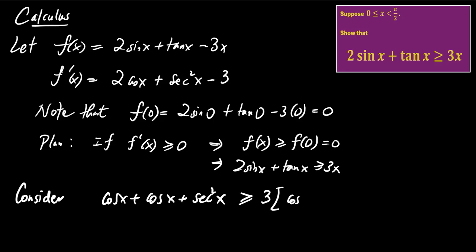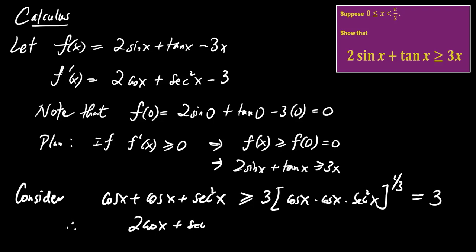times the product of cosine, cosine, and secant squared, to the power of 1 over 3. This is by the AM-GM inequality, and this equals 3. So 2 cosine x plus secant squared x is greater than or equal to 3. And this means that f prime x is always greater than or equal to 0. Since f prime x is greater than or equal to 0, together with f(0) equals 0, we get the inequality that we wish. So for this method, we make use of the AM-GM inequality somewhere in the middle.